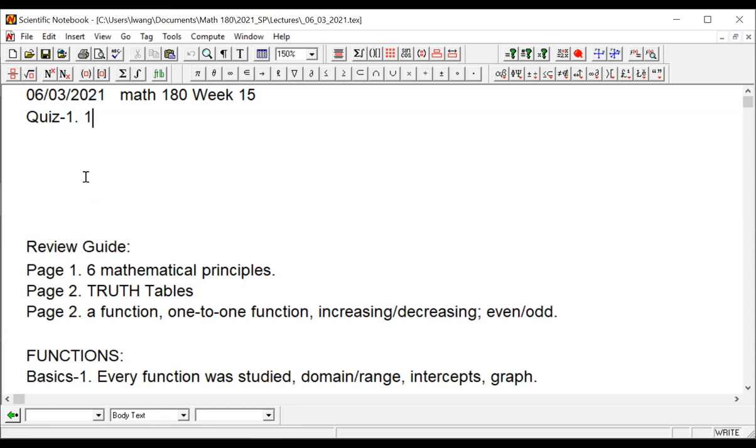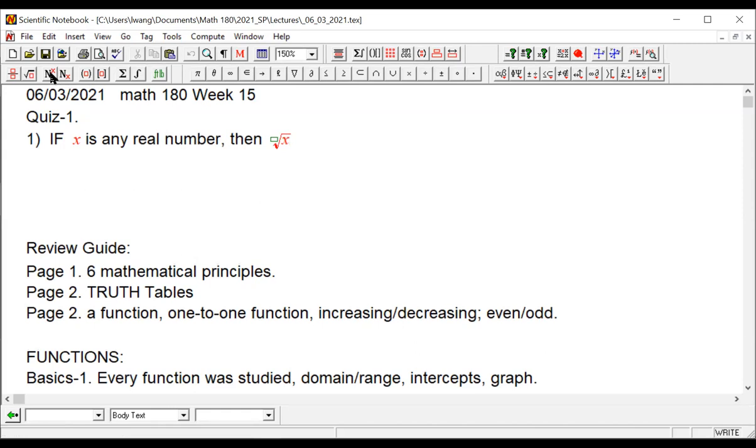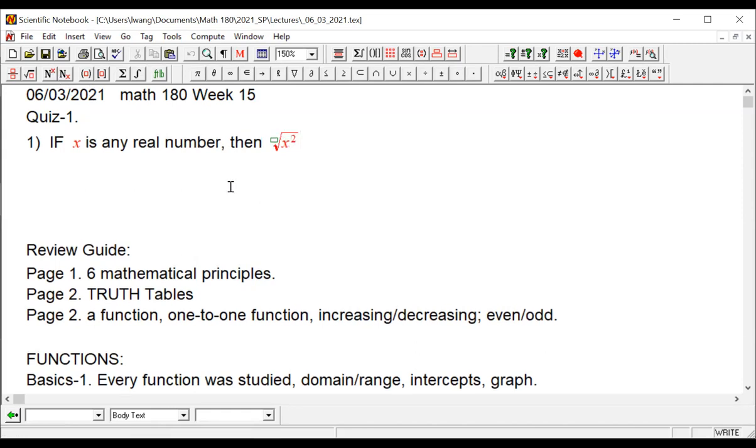Now, the first question, of course, we understand that's false, right? We started with that. So if x is any real number, then the square root of x squared is equal to x, okay? If you have any questions, please don't hesitate to stop me, okay?